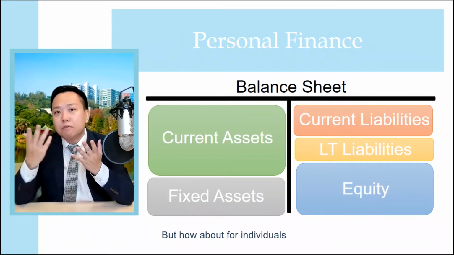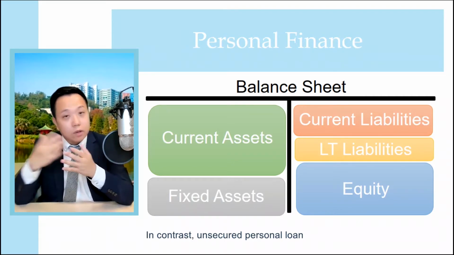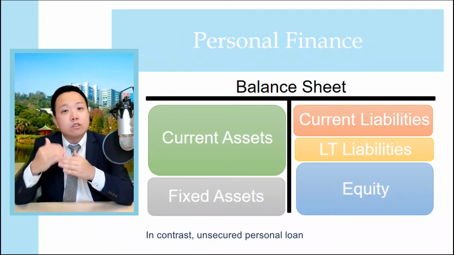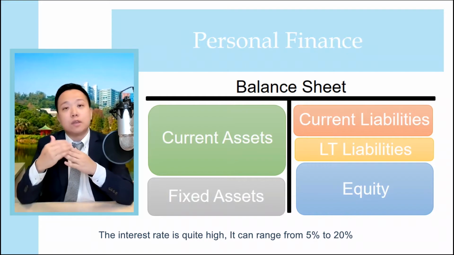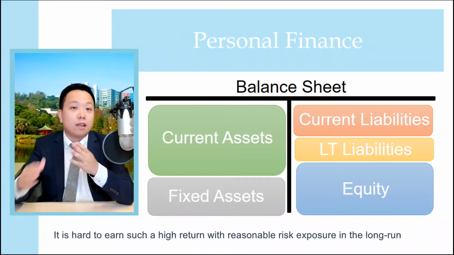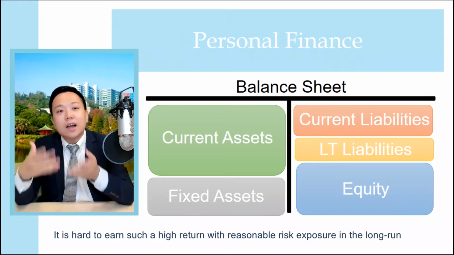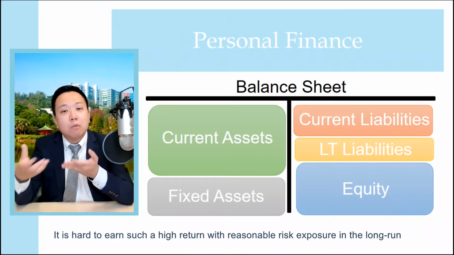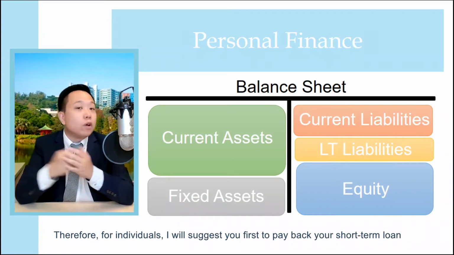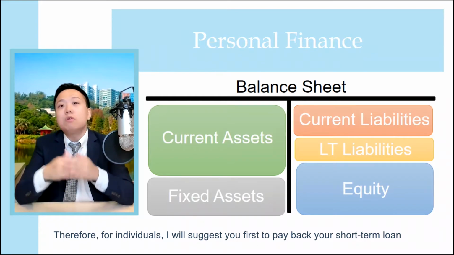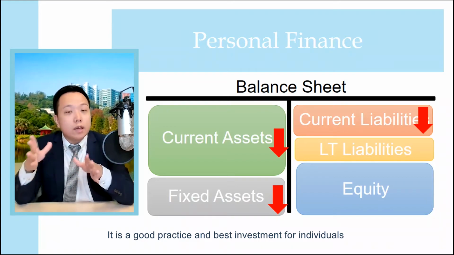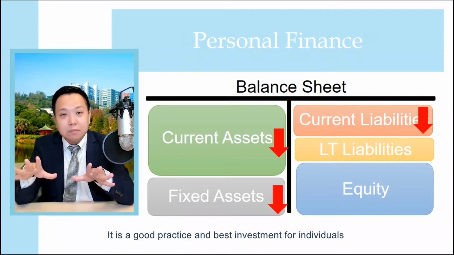But how about for individuals? For individuals, in contrast, on unsecured personal loans the interest rate is actually quite high. It can range from 5% to 20%. And for an individual, it's quite hard to earn such a high return with a reasonable risk exposure in the long run. So therefore, for individuals, I would suggest you first pay back your short-term loan. It's usually a good practice or the best investment for you.